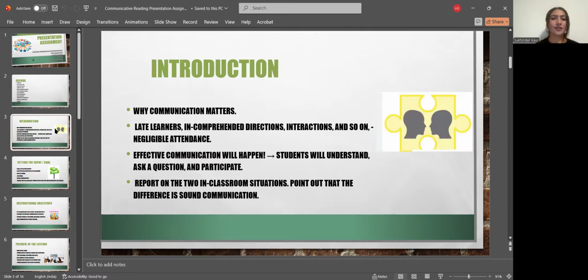Introduction. Why communication matters. So let learns in comprehensive direction, instruction, and so on, and visible attendance. So effective communication will happen. Students will understand, ask a question, and participate. Report on the two in classroom situation. Point out that the difference is sound communication.